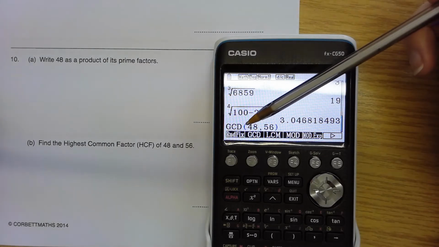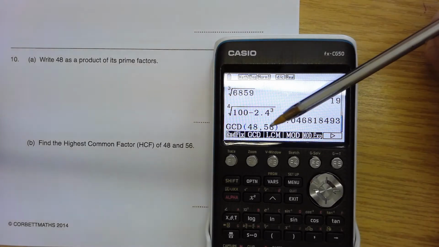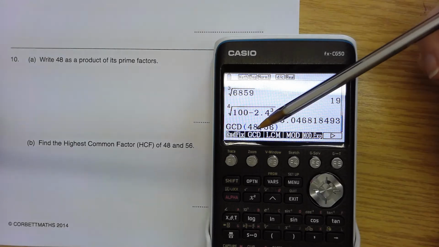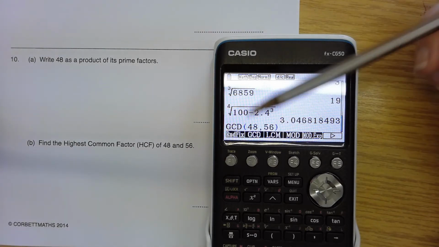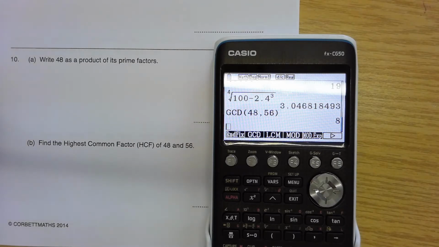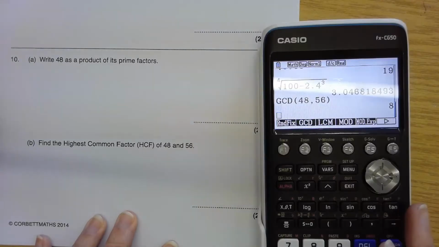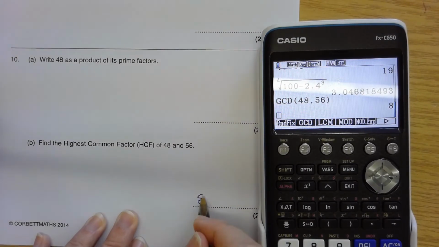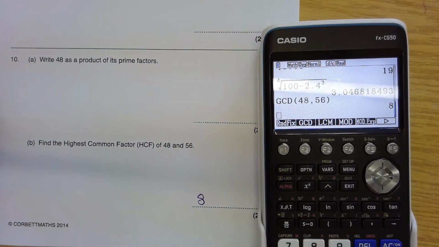Now what you'll notice is that these brackets are blue. If I was to enter another set of brackets, they would be a different colour, and then we can always see whether or not we've opened and closed the right number of brackets for the piece we're doing. Execute, and it tells me that the highest common factor of 48 and 56 is 8. Now whilst this doesn't give me the method marks for a question, it does help me to check that my answer is correct.